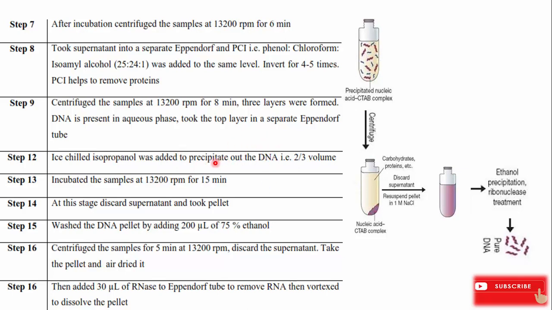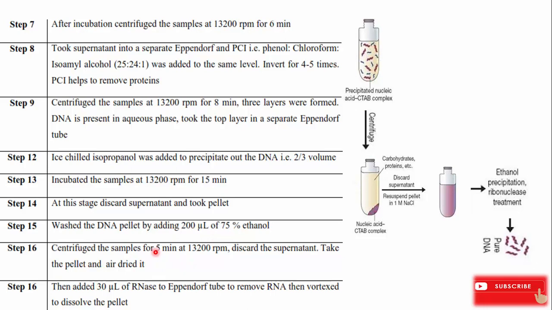And then again we incubate our samples for 15 minutes at 13,100 rpm. At this stage, we discard the supernatant and take the pellet. Then we wash the pellet by adding 200 microliters of 75% ethanol. The 75% ethanol solution helps to remove the salt and other water soluble impurities.